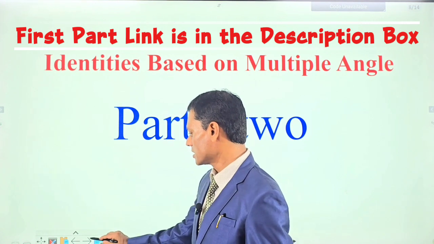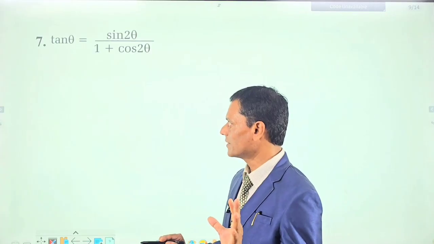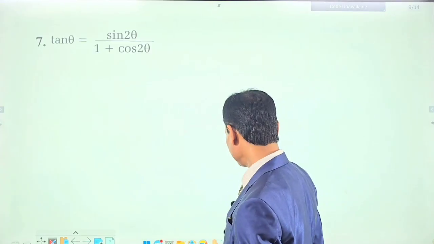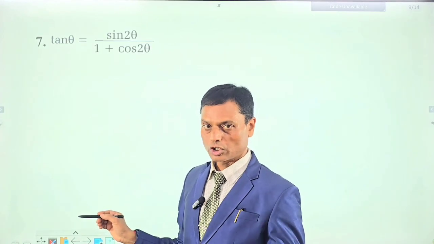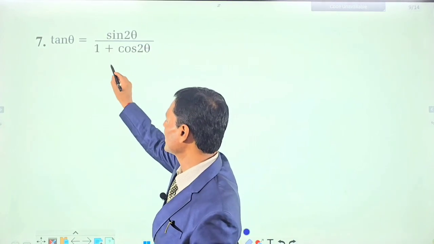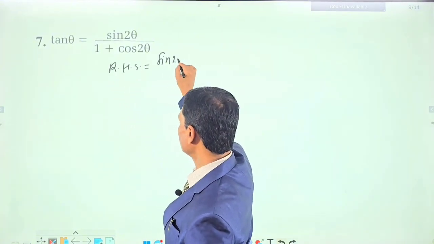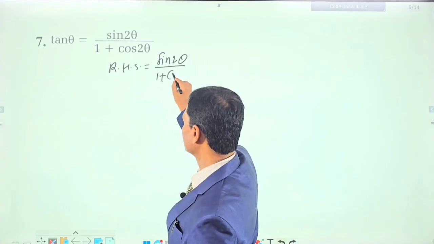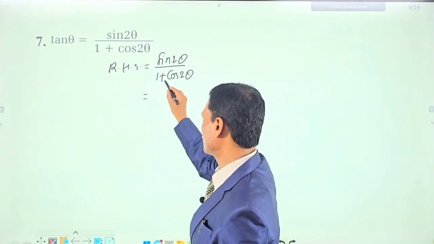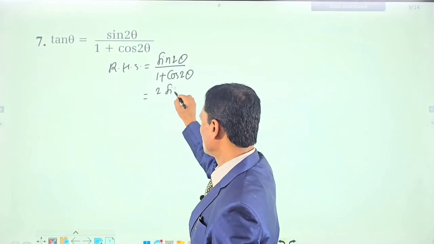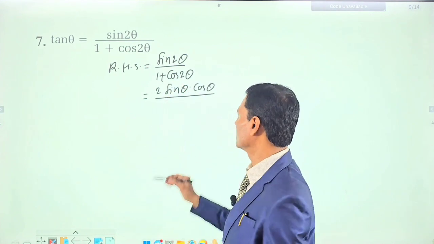So in this part, let's do the seventh identity. We have here tan theta equals sin 2 theta over 1 plus cos 2 theta. We are going to prove it. So here we are going to choose the right hand side, isn't it? Right hand side we have sin 2 theta over 1 plus cos 2 theta. And sin 2 theta, you know the formula, we have 2 sin theta cos theta, and here 1 plus cos 2 theta.